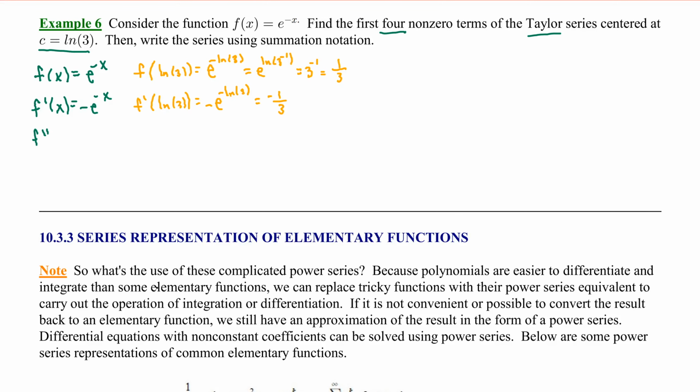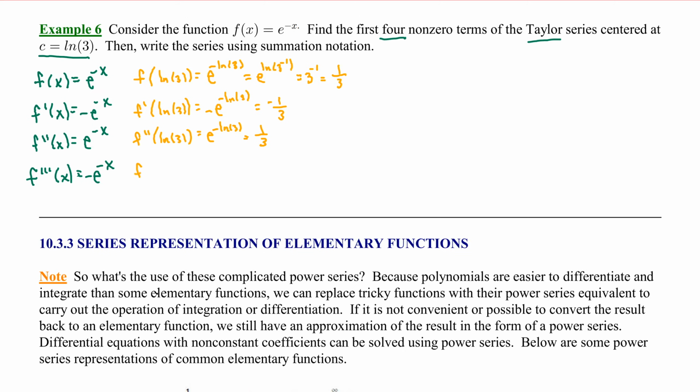Then f double prime of x, we're back to e to the -x. And f double prime of natural log of 3 is e to the natural log of 3, or +1/3. Just like the derivatives of sine and cosine are cyclic, we're seeing the same thing going on with our exponential function. So by generating the first few terms of our Taylor series, we're able to see the pattern and induce the formula for the infinite Taylor series, infinite degree polynomial.